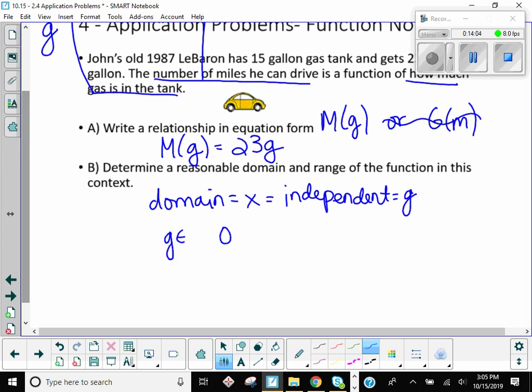What's the most amount of gallons he could have? 15, right? And that comes from the problem. And would these have parentheses or brackets? Brackets, absolutely, because he literally could have 0 gas. Hopefully he's at the gas station if he's at 0, literally. And he could literally have 15 gallons. He could be all filled up, okay? And so those get brackets because they are included information. It could actually equal that. And so that's your domain.